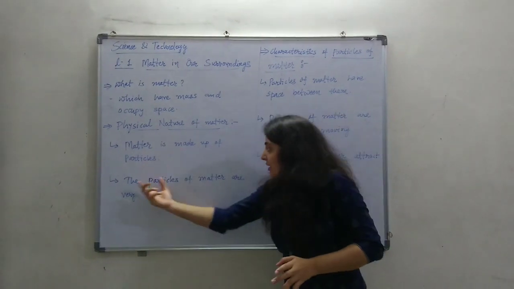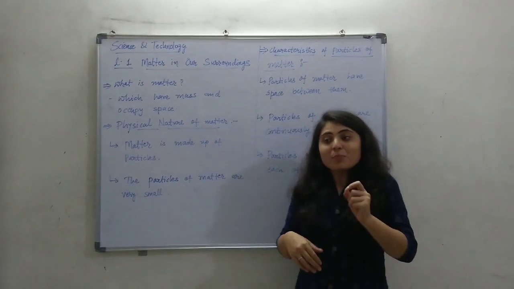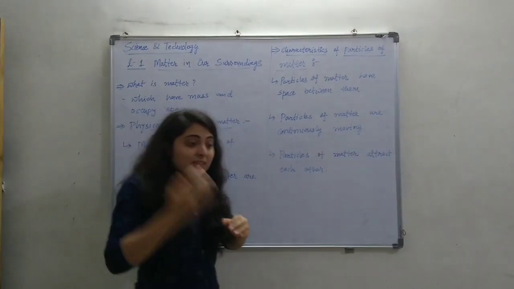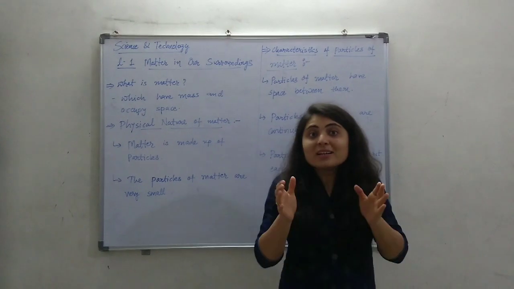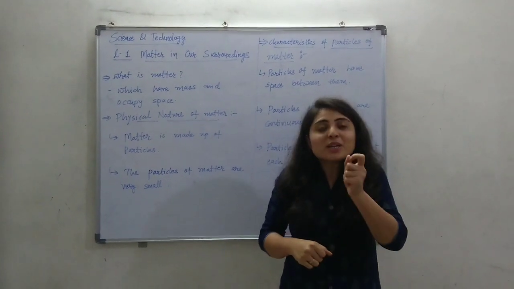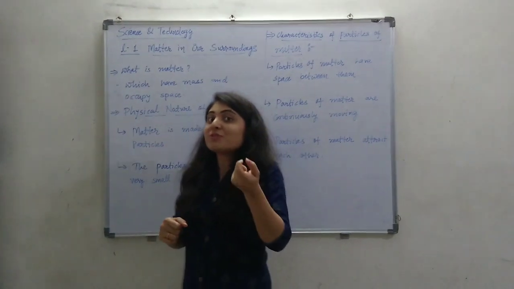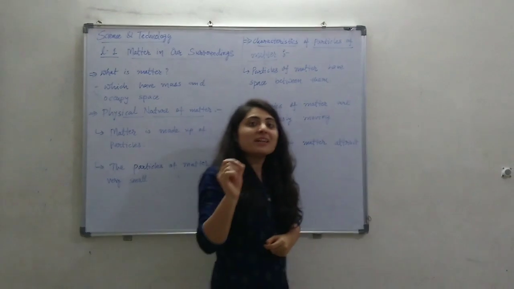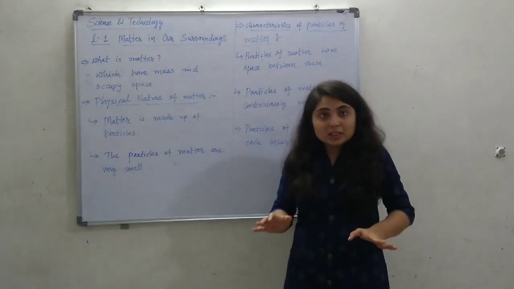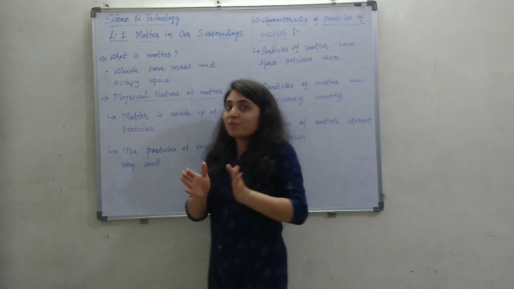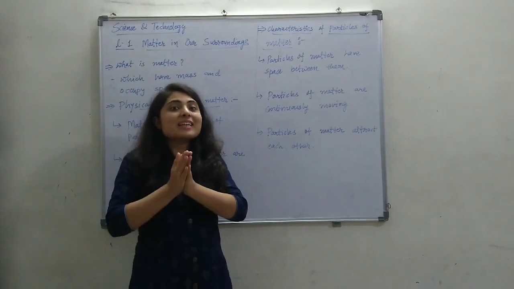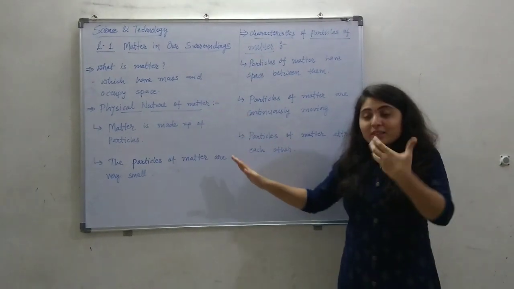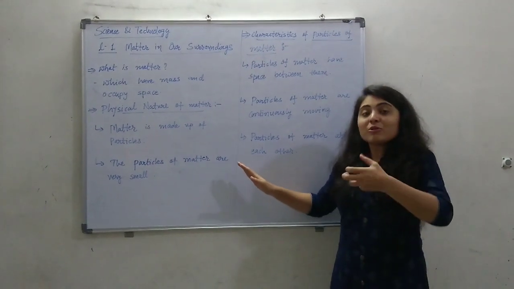The particles of matter are very small. The size of these particles is beyond our imagination. We can't imagine how small these particles are because we cannot see them. Water is made up of particles, but we cannot see the particles of water because the size of the particle is very small. So it is confirmed that matter is made up of particles and these particles are very small. If we cannot see them, then how can we identify them?